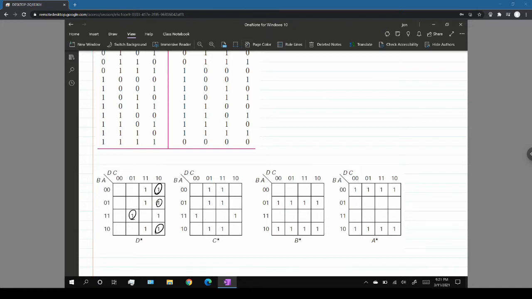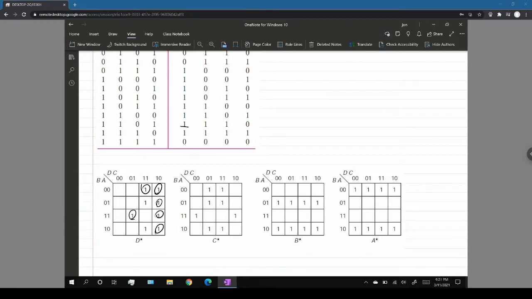Now we have 1, 0, 1, 1, which is this one. So 1, 0, 1, 1, so that's 1, 0, and that's 1, 1 right there. Next we have 1, 1, 0, 0. So 1, 1 is here, 0, 0 here, there it is.